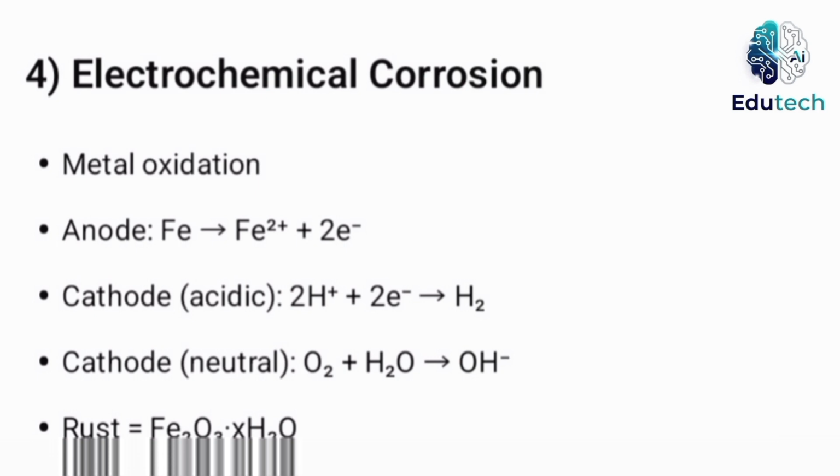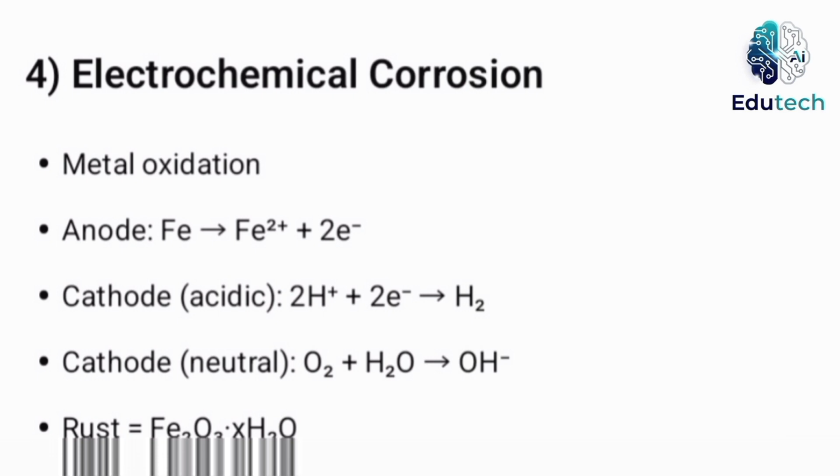Explain electrochemical corrosion mechanism in acidic and alkaline medium. Electrochemical corrosion is a deterioration of a metal due to electrochemical reactions occurring on its surface. It involves formation of anodic and cathodic areas on the metallic surface. In acidic medium, iron undergoes oxidation at the anode. Fe gives Fe2 plus plus 2 electrons. At the cathode, hydrogen ions are reduced. 2H plus plus 2 electrons gives H2.